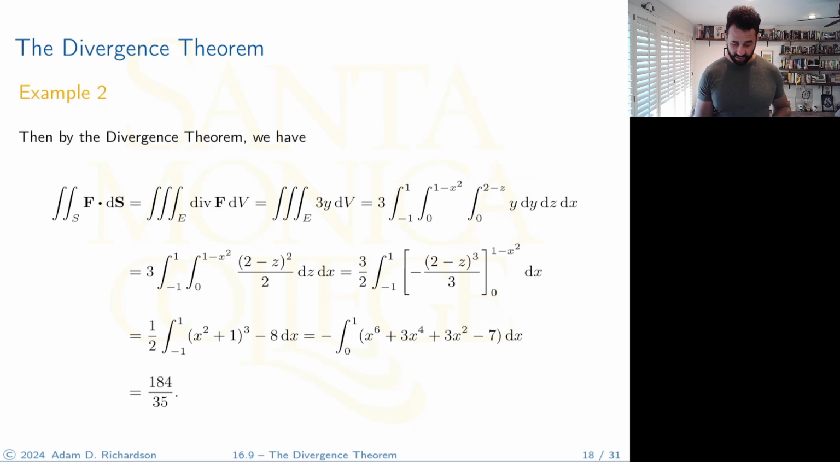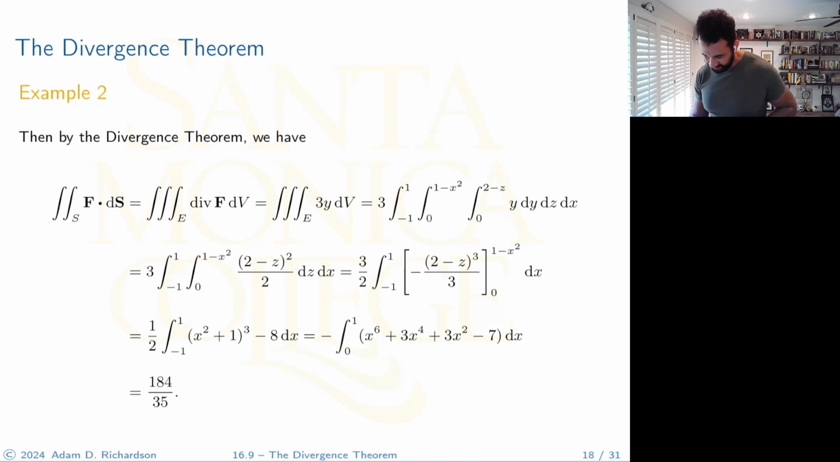Apply FTC2 once, you get this. Apply FTC2 a second time, you get this. Apply FTC2 a third time, you get this, a good old polynomial. We love, love, love polynomials. And then FTC2 a third time, simplify, and we get 184 over 35. So that is the value of this surface integral. That's the flux through that surface by that vector field F.